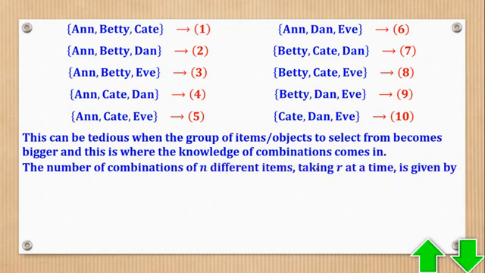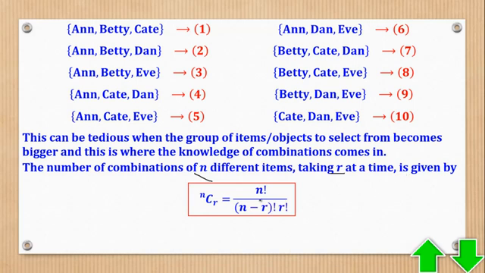The number of combinations of n different items taking r at a time is given by this. We pronounce this as n combination r, and this is the expansion for that combination: n factorial divided by (n minus r) factorial multiplied by r factorial. We shall see how it is used. Use this when they tell you to work without using a calculator.